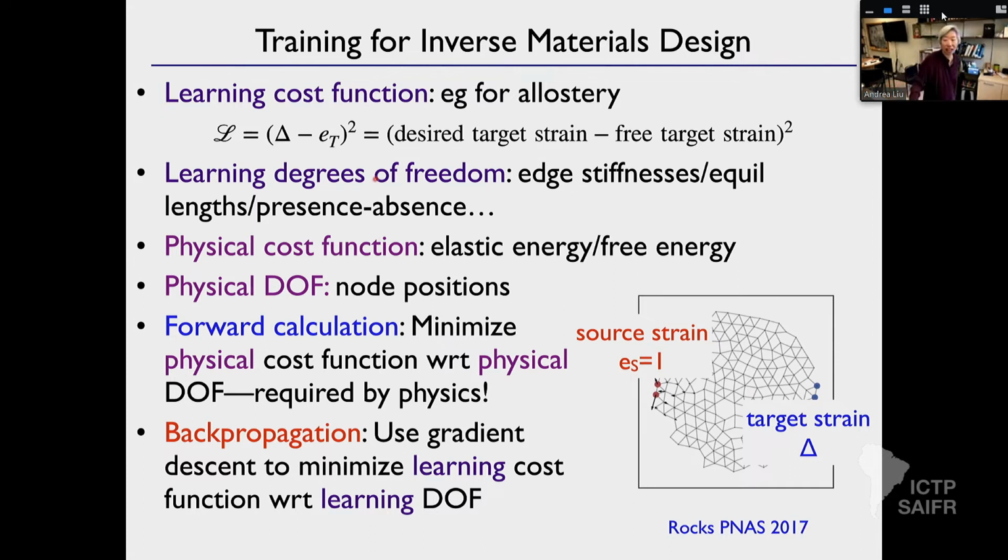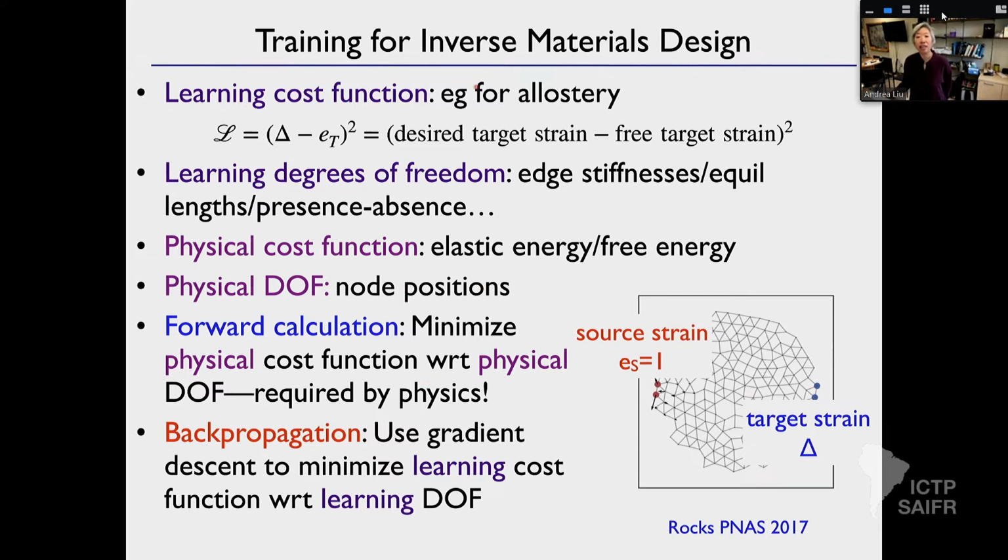But I can't forget that this is a physical system. Unlike the artificial neural network, this is a real system. And so at the same time, physics says I have to minimize the physical cost function, which, if I'm at 0 temperature, is the elastic energy. Okay, and I have to minimize this with respect to physical degrees of freedom, which are the node positions. So the forwards calculation here is I minimize the physical cost function with respect to the physical degrees of freedom, as required by the physics.